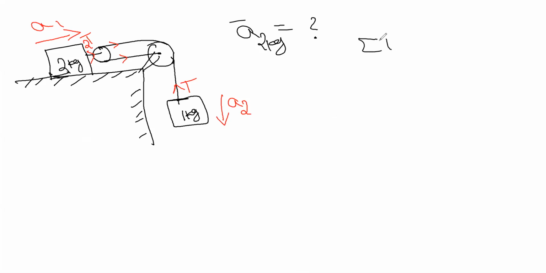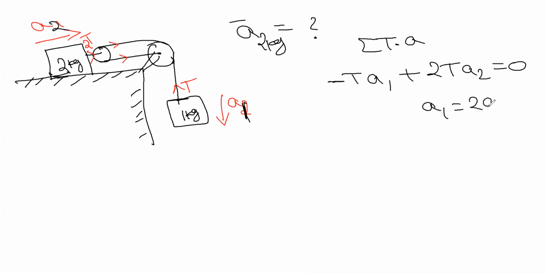You just took summation of T dot A. You can take anything, no problem. I will take A1 and A2. So minus T A1 plus 2T A2 is equal to 0. Then we will get A1 as 2A2, correct? Assuming that A2 as A, this becomes 2A. Now write the NLM equations.